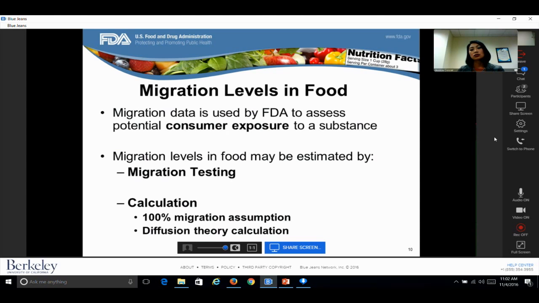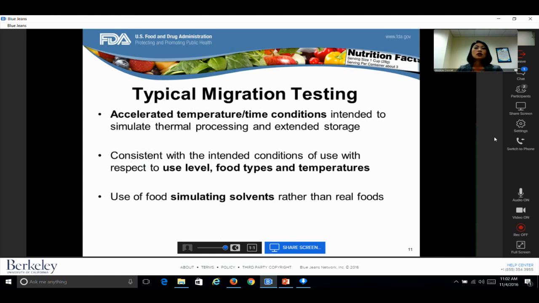The migration data is used to assess the potential consumer exposure, and migration in food can be estimated in two ways. We have migration testing and calculation. For the migration testing, we have a lot of information in our guidance, so if anybody wants more information on that, I really suggest going to our guidance. It gives a lot of the time and temperature conditions that we recommend for migration testing for each of the different conditions of use and for the different food types.